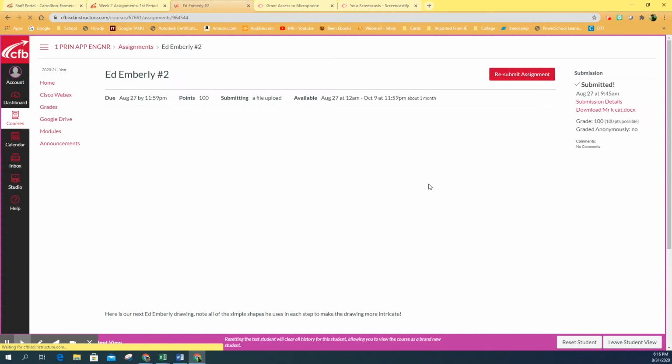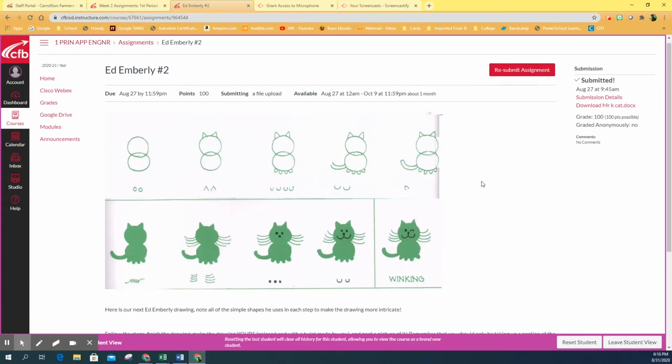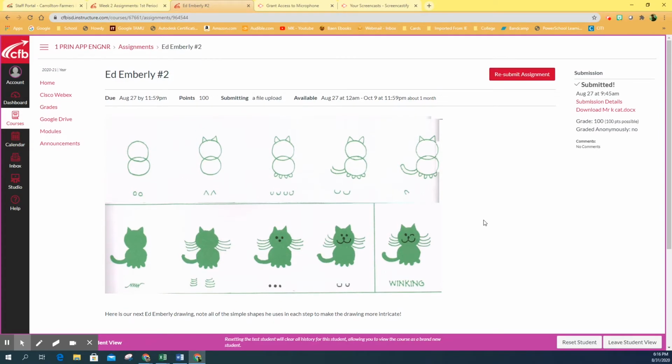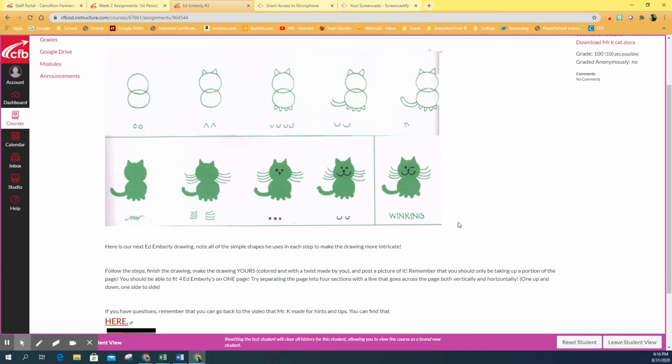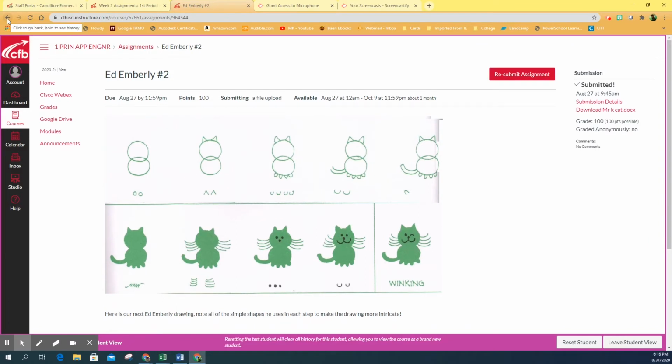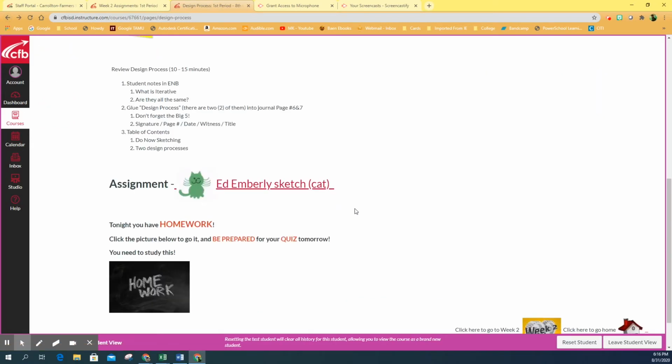Engineers communicate with pictures. And so to begin with, we're working on these Ed Emberley drawings. Ed Emberley is a guy who feels that anyone can learn to draw, and so that is what we're doing. We're learning how to draw. They look simple and very childish, but as we go, we will get more and more complicated in our drawings and what we are creating. And the goal is to be able to communicate like an engineer.